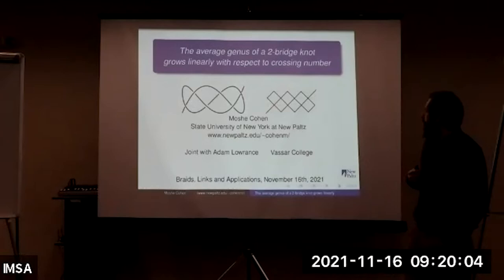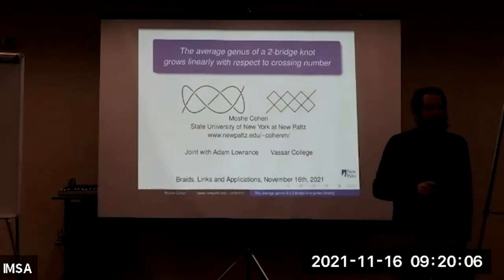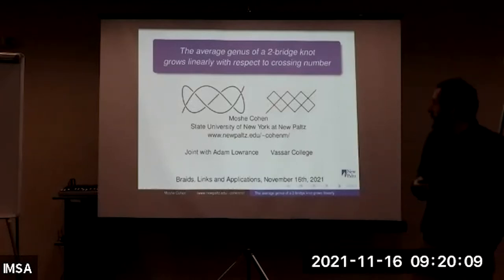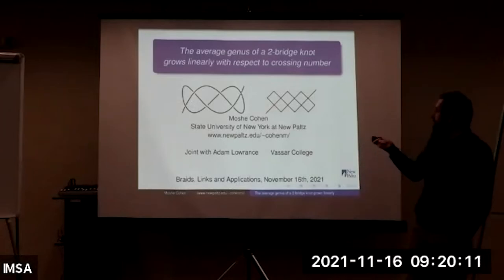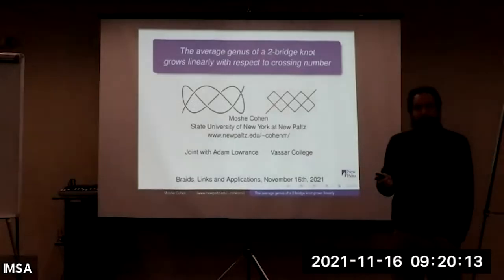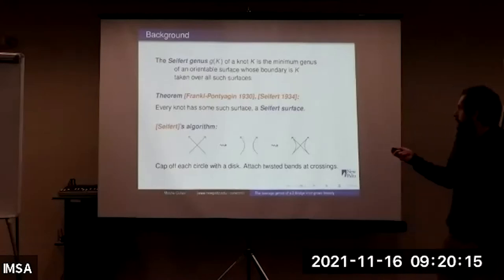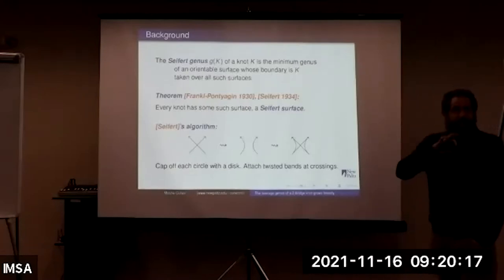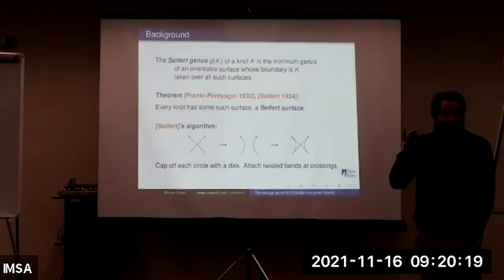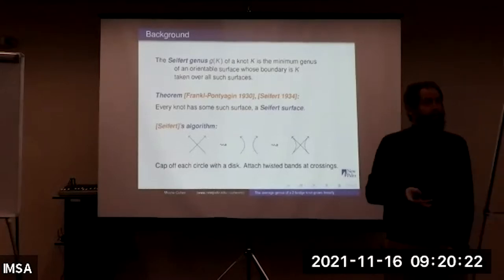I'm not going to talk about single braids. You would just sort of try to make that one look like this. So I'll talk about this work that's joint with Adam Lowrance at Vassar College. And let's start with what the genus of a knot is. We have the Seifert genus. The Seifert genus, we take a knot, we take a surface whose boundary is the knot.